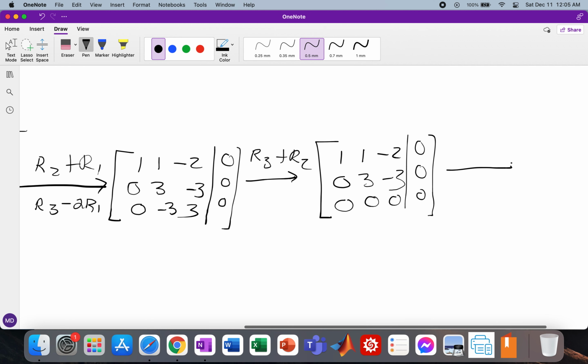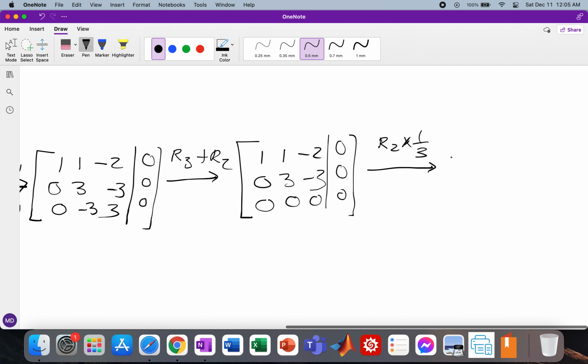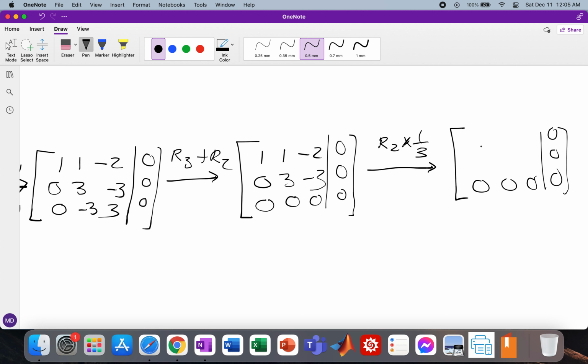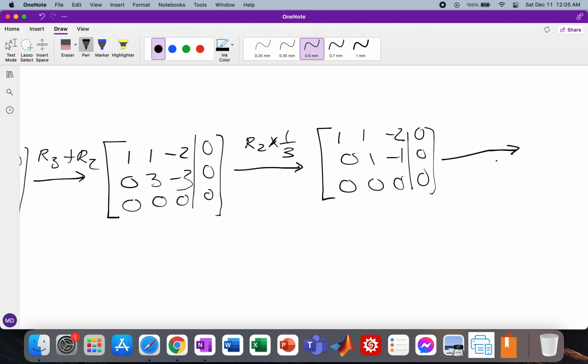Now we want to create a leading one here. So let's do R2 divided by 3, but in terms of row operations, we do R2 times 1 over 3. I know it's the same thing, but we always do it in terms of multiplication. We're not operating on R3, and R1 also stays the same, which is 1, 1, minus 2. And this is just 1, 0, 1, negative 1. Now let's take R1 and subtract off R2.